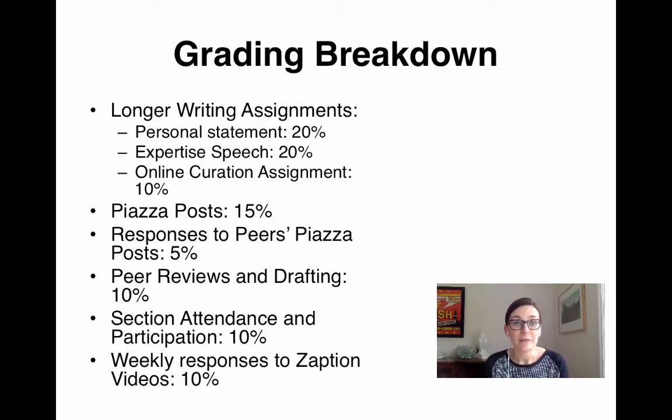The biggest chunk of your grade comes from your longer writing assignments, the statement of purpose assignment, your expertise speech, and your online curation assignment. You'll also have a significant portion of your grade from the Piazza posts and your response to your peers' Piazza posts. You'll be graded on participating in the peer review and drafting process, on attending your section and participating actively in those sections. That's 10% of your grade, and another 10% of your grade are weekly responses to the Zaption videos. So you'll need to complete those Zaption videos on a weekly basis, and you'll receive credit for completing all of the videos in a given unit.